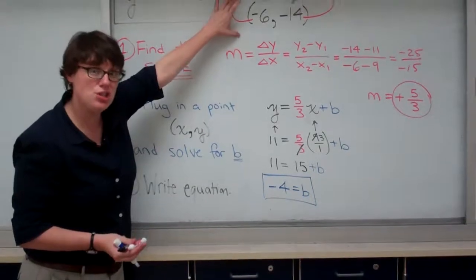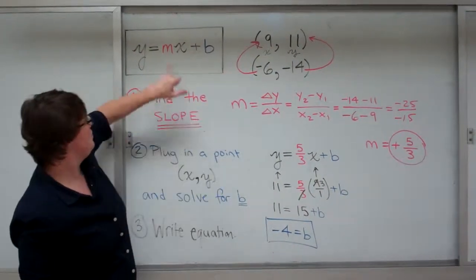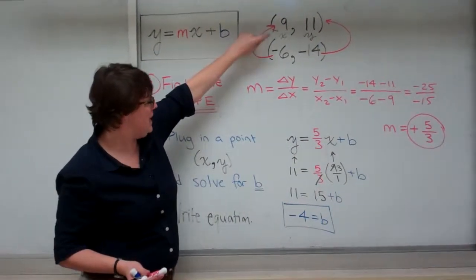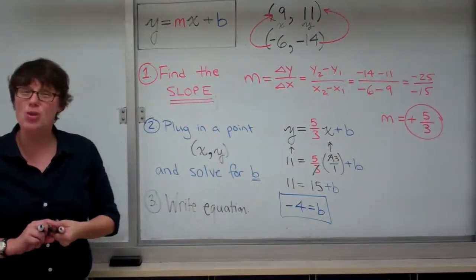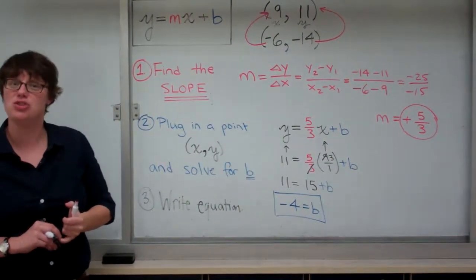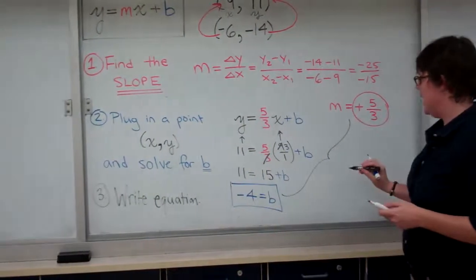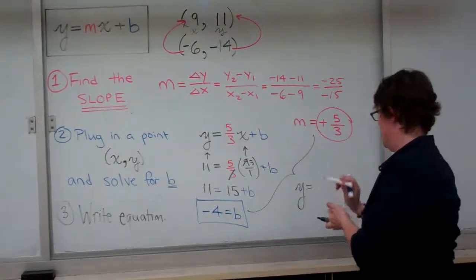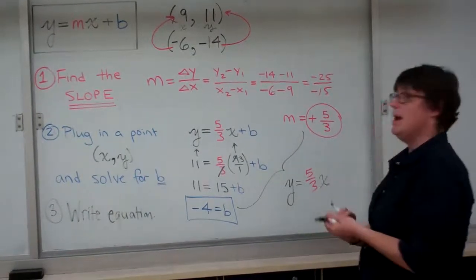I found the slope by doing change in y over change in x. I replaced m with the slope, and then I plugged in a point to solve for b. I now have all the information I need to write the equation of my line. These 2 points are connected by the line whose equation is y equals 5/3 of x minus 4.